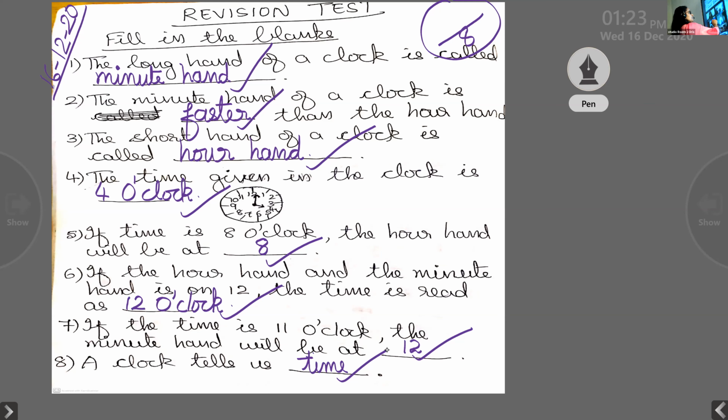And after putting the tick marks, count the tick marks that you have given. If the answer is wrong, put a cross mark and write the correct answer over here. After that, don't put a tick. If 8 tick marks are there, you have to write 8. If 6 are there, write 6 upon 8. If 7 are there, write 7 upon 8.